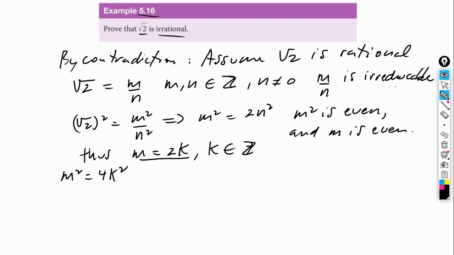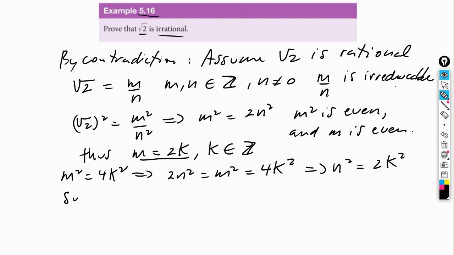I'm just squaring this expression. And then this implies that 2n squared, which equals m squared, is of the form 4 times k squared, which means that n squared is equal to 2k squared. So n squared is even. Therefore, n is even.